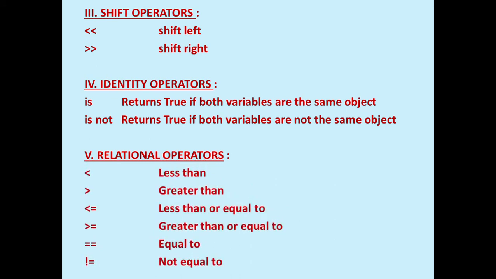Next we move on to relational operators. It's very simple. Less than, greater than, less than or equal to, greater than or equal to and not equal to. You can see a difference between your mathematics and the Python notation of equal to and not equal to. So the equality operator is double equal to, and the not equal to operator will be written as exclamation equal to. And you can see a difference in less than or equal to and greater than or equal to. That is, the method of writing differs from how we write in mathematics.